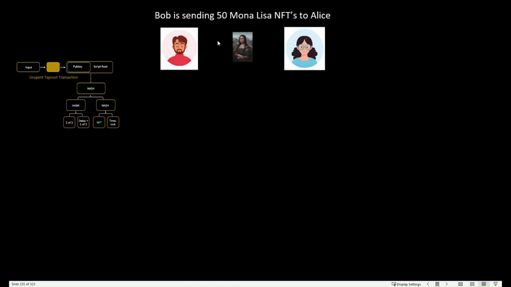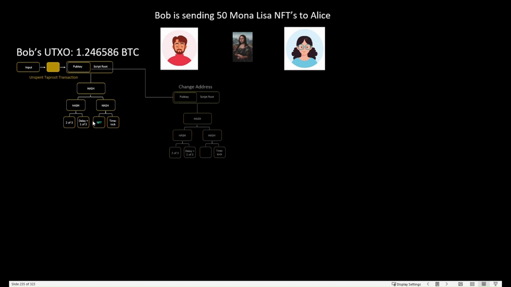So now let's say that Bob wants to send 50 Mona Lisa NFTs to Alice. And Bob has his NFTs stuck in here. This is Bob's UTXO. Bob has been saving. He's a whole coiner. He's got 1.246586 Bitcoin on his on-chain address, which holds the key to all his wealth, and it's hooked up to his cold card. Within that address is, like we went over, the information to a tree, and within that tree is represented the hash of the NFT.